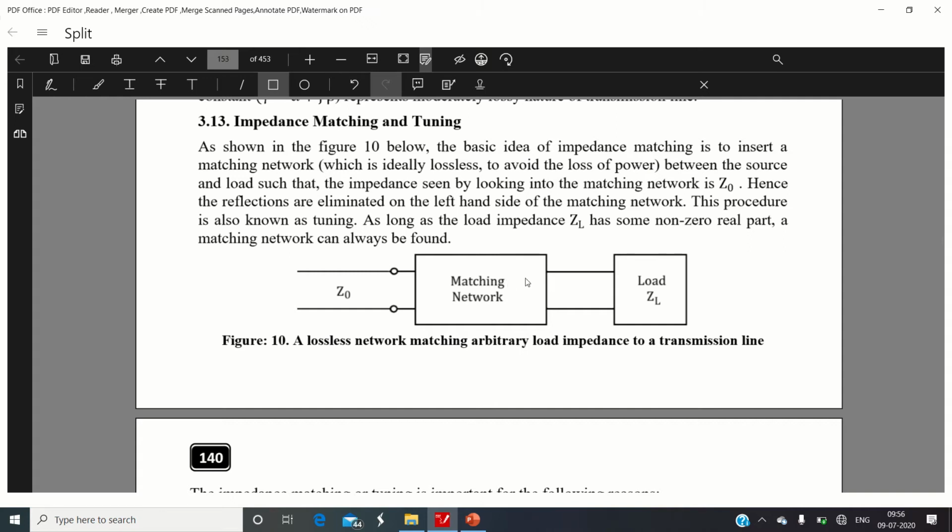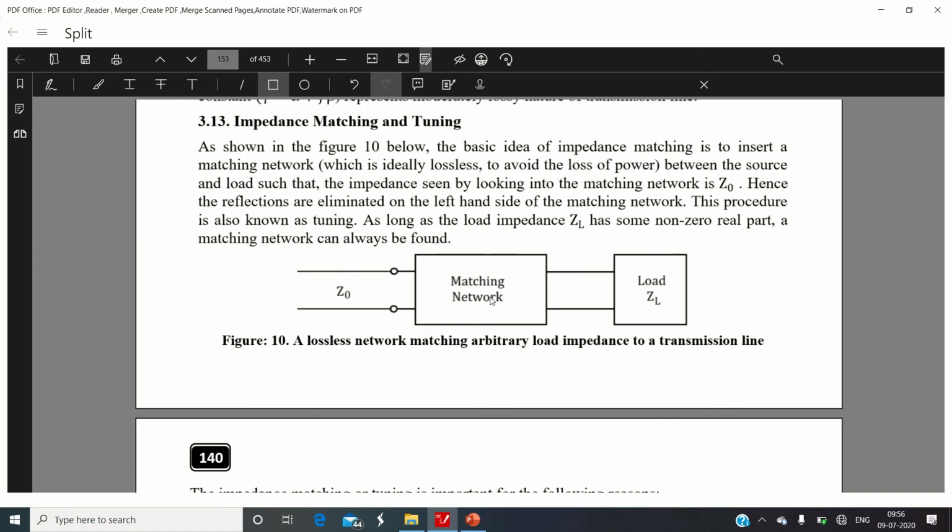Please remember, the job of the matching network is to provide matching such that the reflections on the left hand side of the matching network are avoided. However, it may be possible that reflections are taking place on the right hand side of the matching network. Our aim is to provide zero reflection on the left hand side of the matching network, right? Hence, the reflections are eliminated on the left hand side of the matching network.